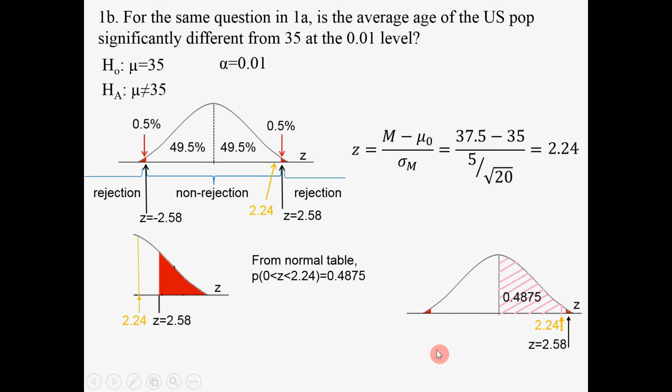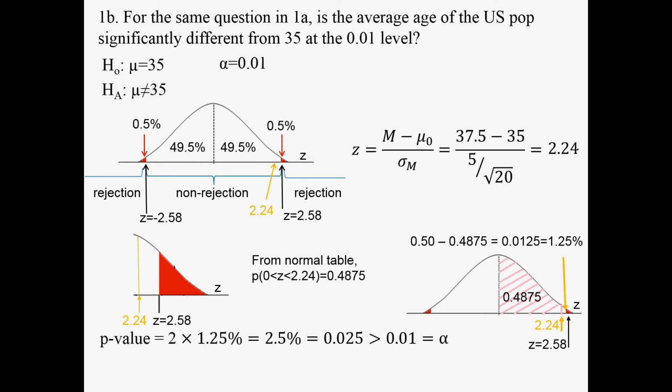In a normal distribution, from the mean up to this 2.24, that's where the 0.4875 is located. And from this, we can easily calculate the size of this corner to the right of this orange line, which is, we subtract 0.4875 from 0.5, which gives us 1.25%. And we also know from the previous discussion that in a two-tailed test, the p-value is double the size of one corner. So the p-value is 2 times 1.25%, which is 2.5%.